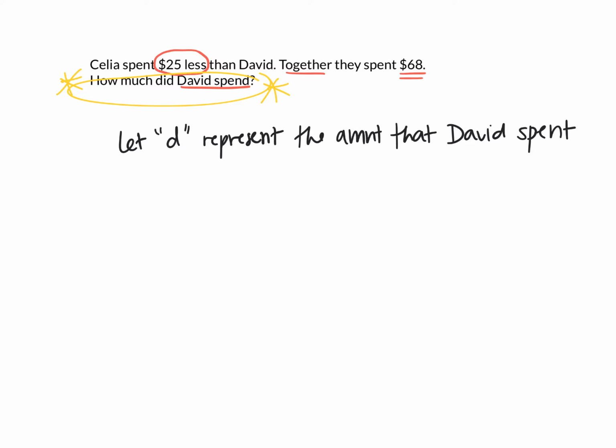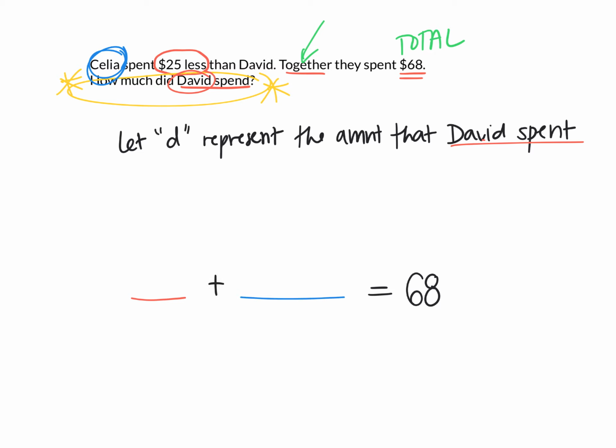Now, there's another person involved in this question. We know that altogether, there's two people: there's David and there's Celia. Altogether, they spent a total of $68. So we know that when we make up this equation, it's going to equal $68. Whatever David spent plus whatever Celia spent will equal a total of $68. Does that make sense?